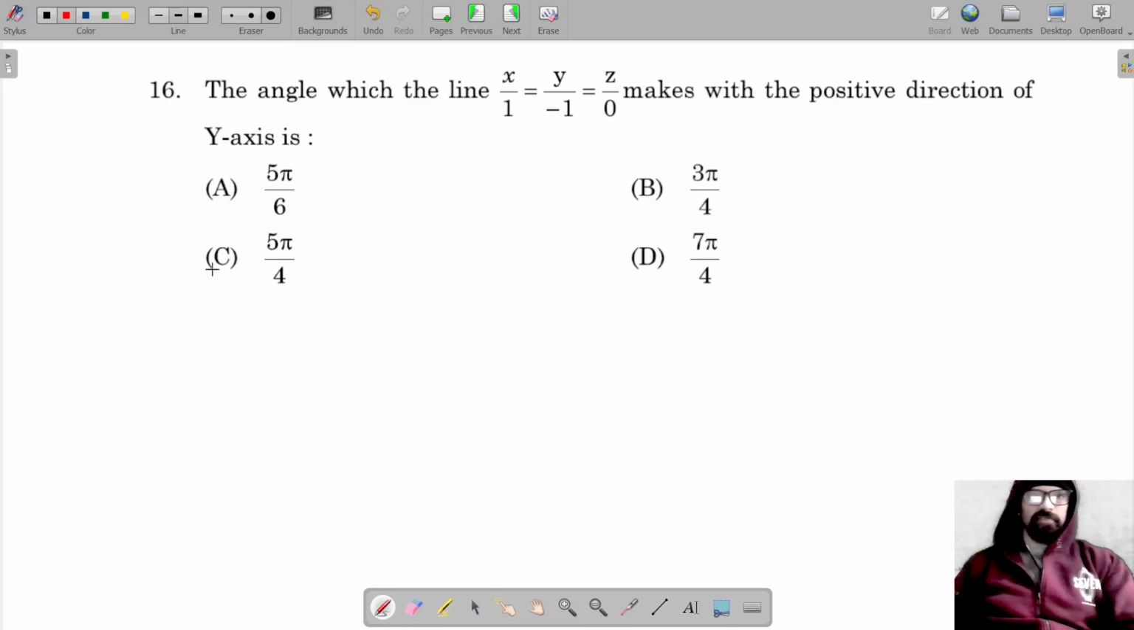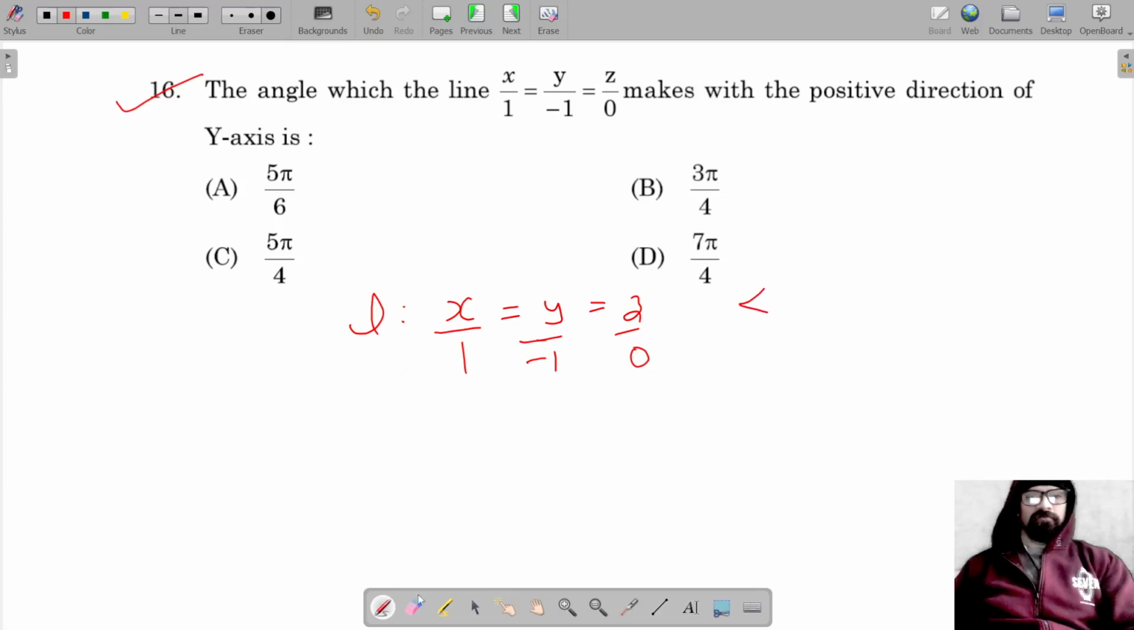Okay, for question number 16, we have to find the angle which this line makes with the positive direction of y-axis. And so we have two lines here. This is line, let's say L, which is given to us. Equation of the line L is given. So L is x by 1 is equal to y by -1 is equal to z by 0.